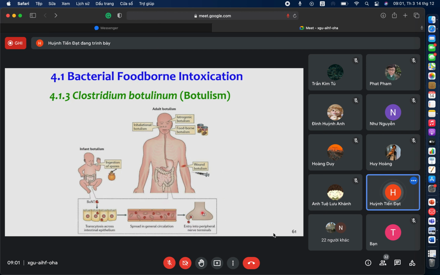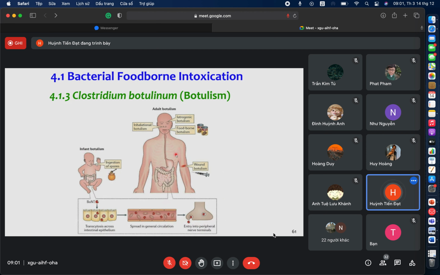This leads to blockage of the peripheral nerve terminal, at the cleft of the synapse, if you still remember. This also connects with another nerve cell, but at the cleft the acetylcholine is blocked.